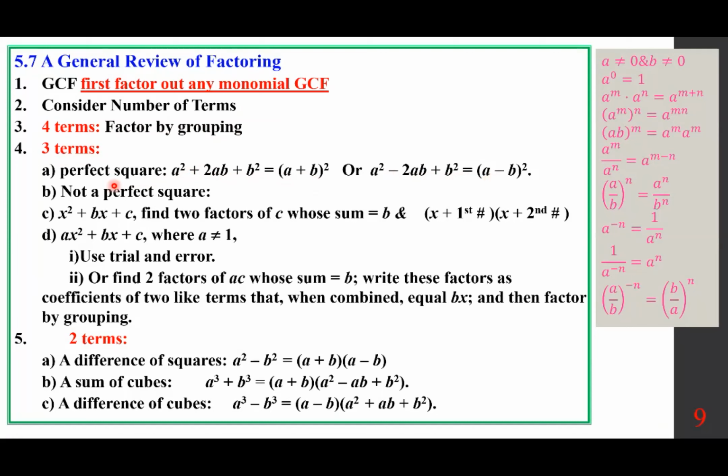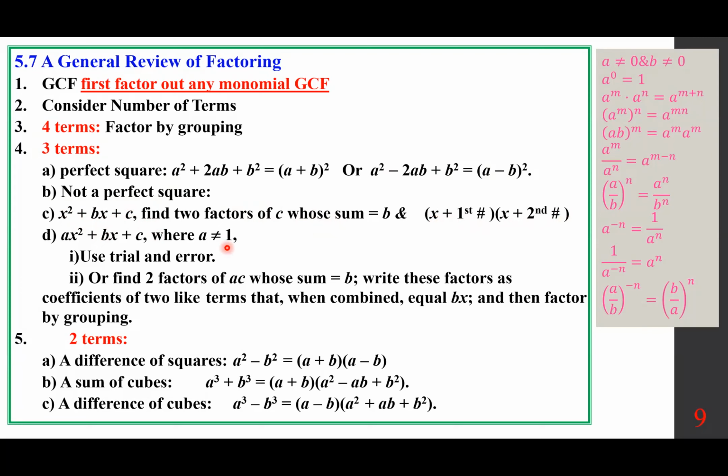If it's not a perfect square, then it's in the form of x squared plus bx plus c, where a is 1. We want 2 factors. The sum must be b and the product must be c. So we come up with 2 factors of c, and that must be the case. So x plus the first one, x plus the second.